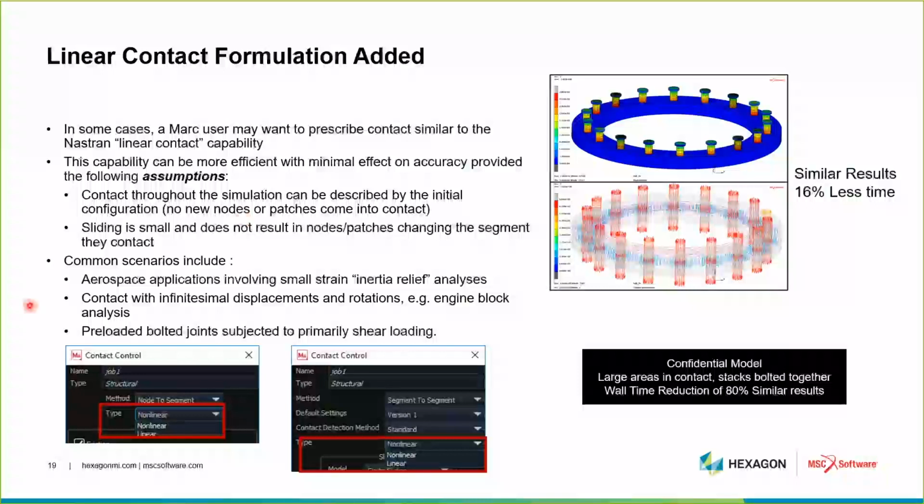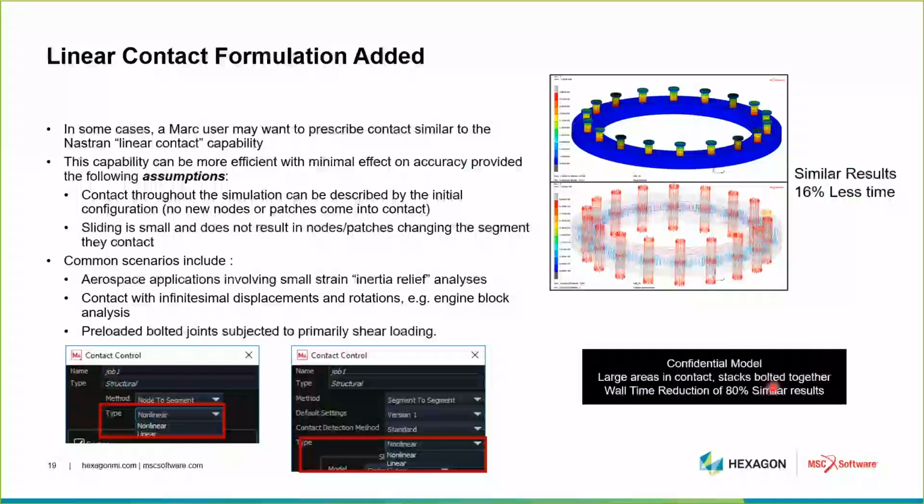It is certainly not the default. The default is always nonlinear in the product, but you do have an option now here under contact control to switch it to linear, depending whether you're node to segment or segment to segment. So here's an example of a problem we ran where you got two flanges bolted together. We got similar results with the linear contact. We saved 16% in the time.